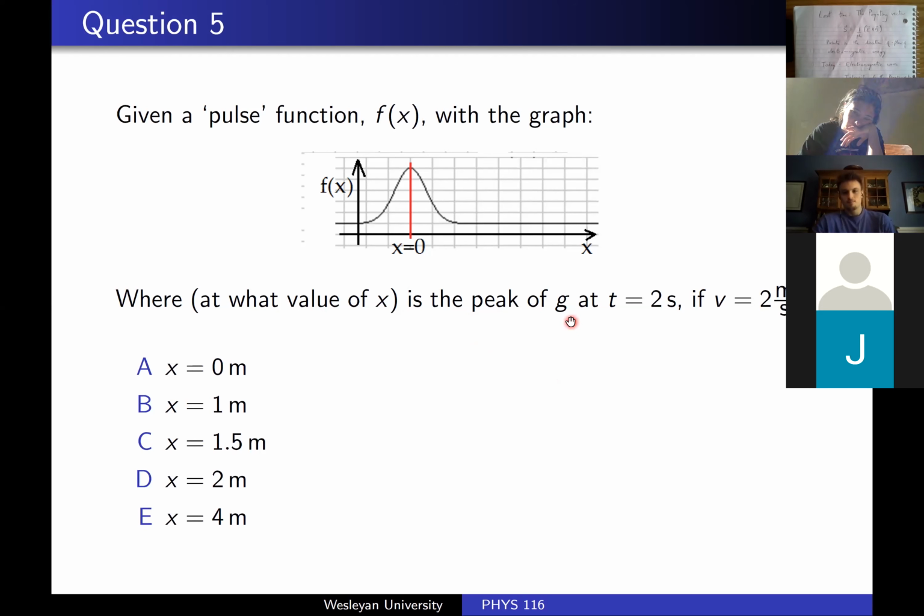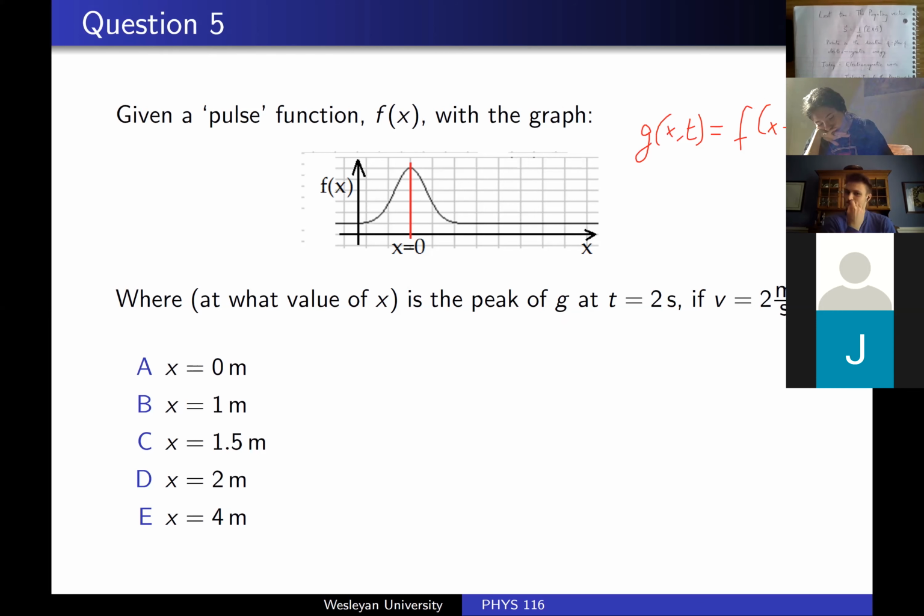Remember, g is f of x minus vt. Where is that peak at t equals 2 seconds if v is 2 meters per second? Let me explain what's going on here. We're saying g of x and t is equal to f of x minus vt.